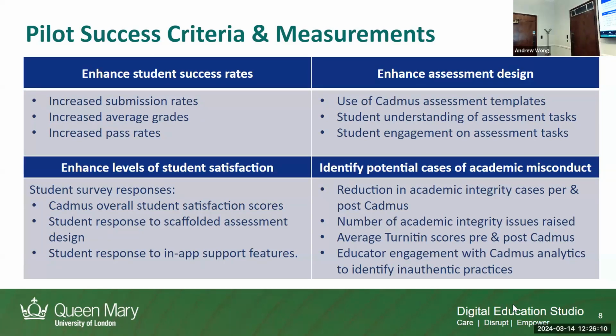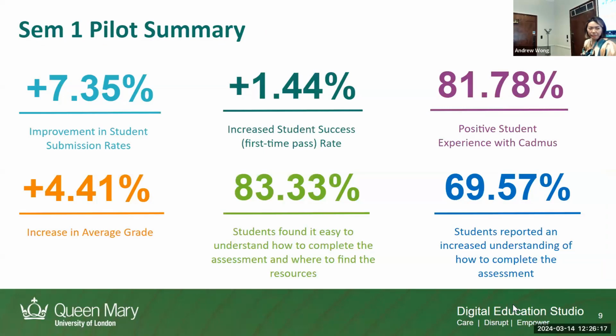And then the last one is around academic misconduct. As I said, there's a range of data that we looked at. So as a summary, this is the top line of the success indicators that we've seen. I won't talk in more detail about those small incremental improvements that we saw, but essentially, in terms of submission rates, success rates, average grade, across the 8 modules that we had, they all went up. But what I think is really interesting is the positive experience with customers.